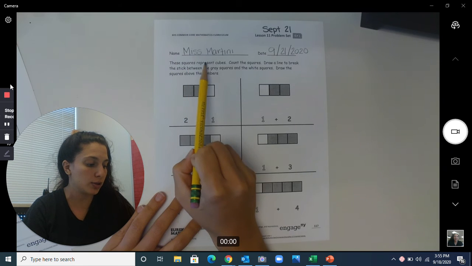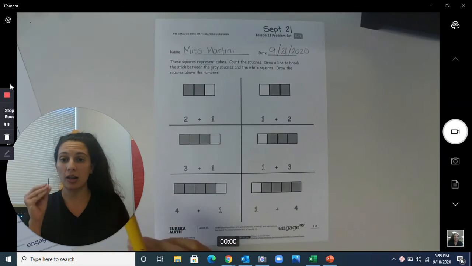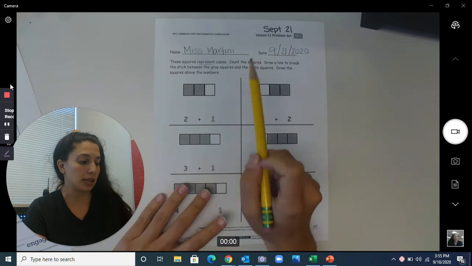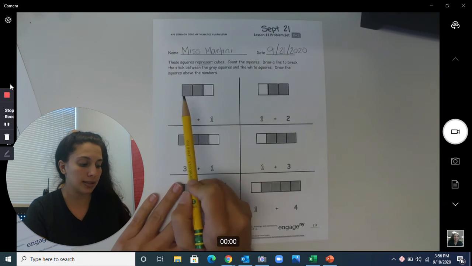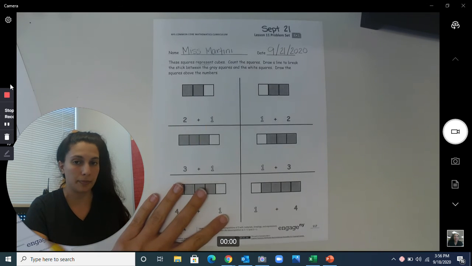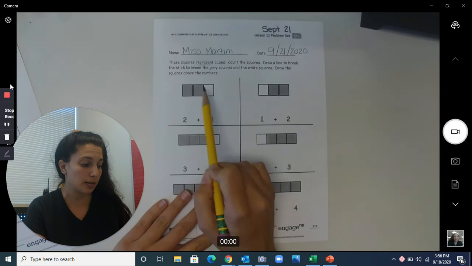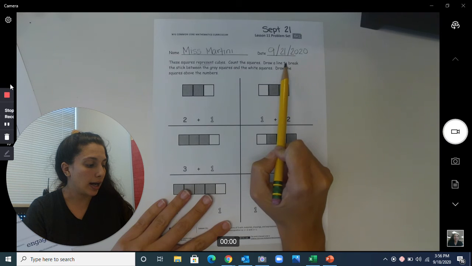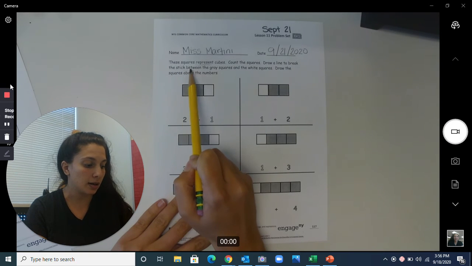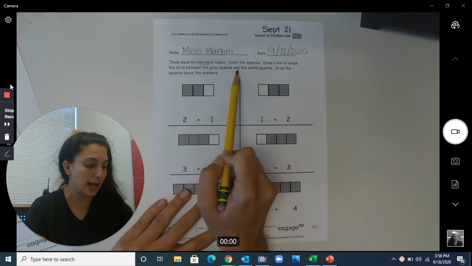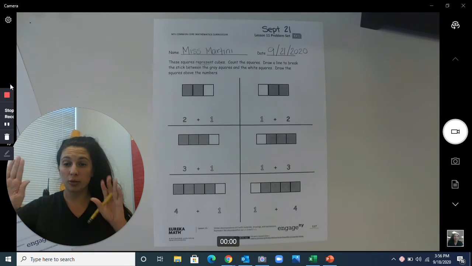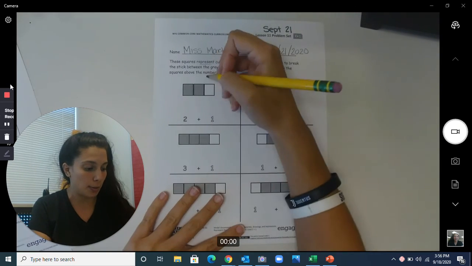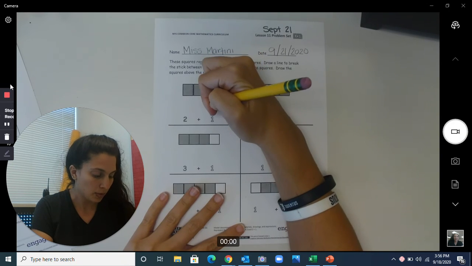All right, so let's read the directions. These squares represent cubes. This means that they are telling us that they are cubes. That's what represent means. Count the squares. Okay, let's count them. 1, 2, 3. So I have 3 squares in this box. Draw a line to break the stick between the gray squares and the white squares. So I'm going to draw a line just like that.